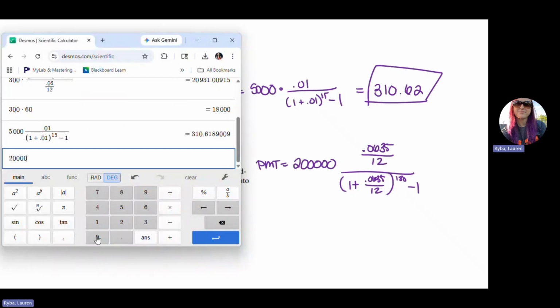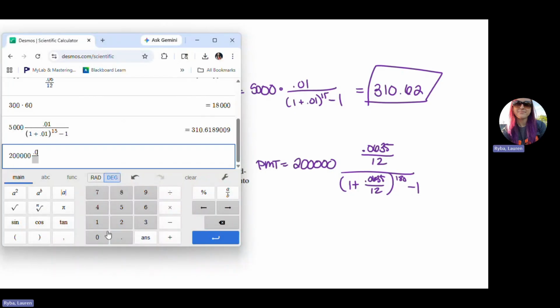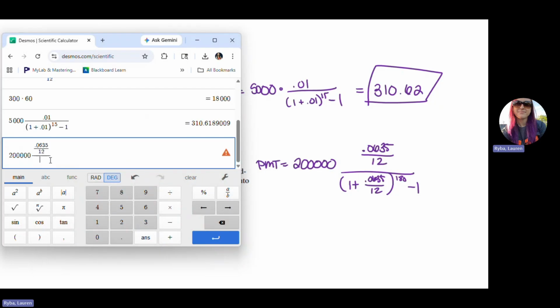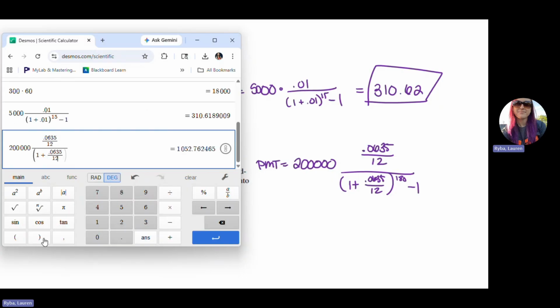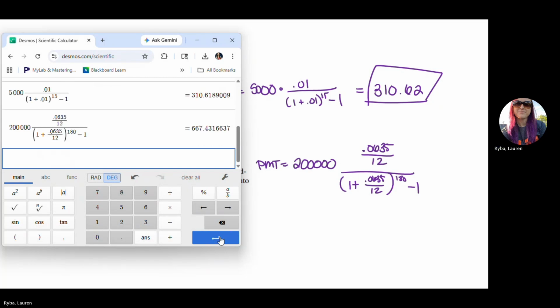So 200,000 times 0.0635 over 12. Bottom of the fraction, 1 plus 0.0635 over 12 to the 180, then minus 1. So my monthly payment is going to be $667.43.